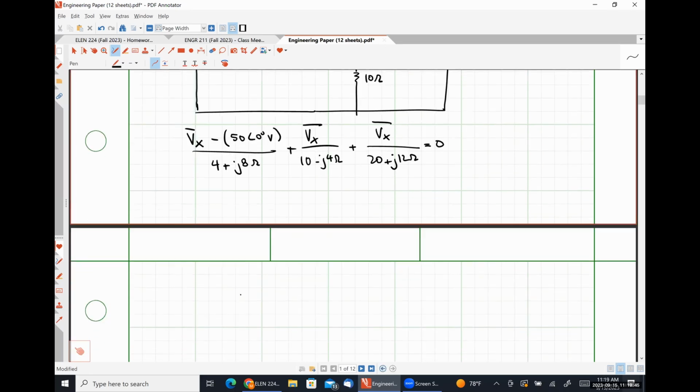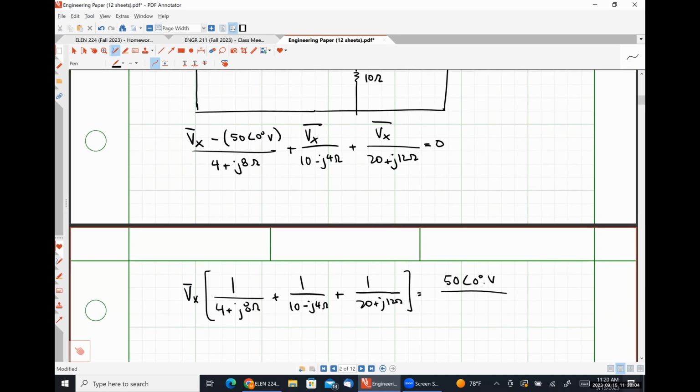Vx multiplied by 1 over 4 plus J8 plus 1 over 12 will be equal to 50 angle 0 degrees volts divided by 4 plus J8 ohms. And now we have something that we can easily throw into our calculator and figure out. Everybody follow my algebra here?